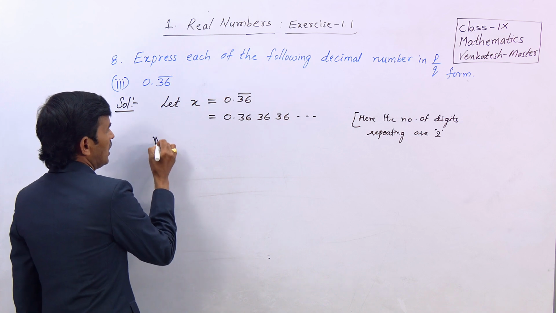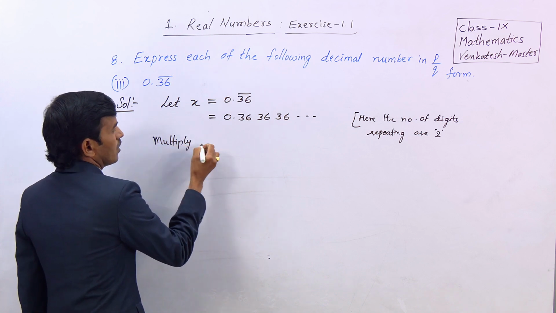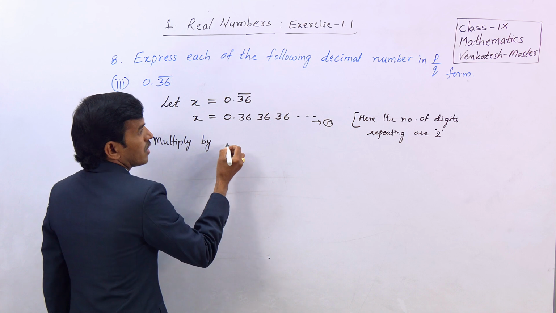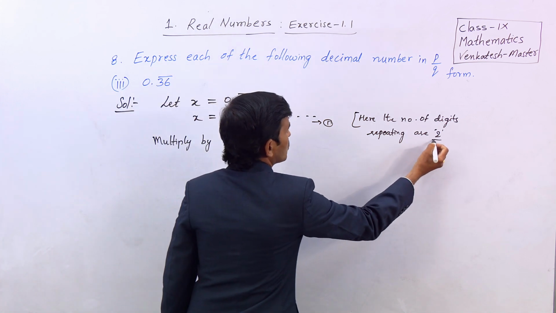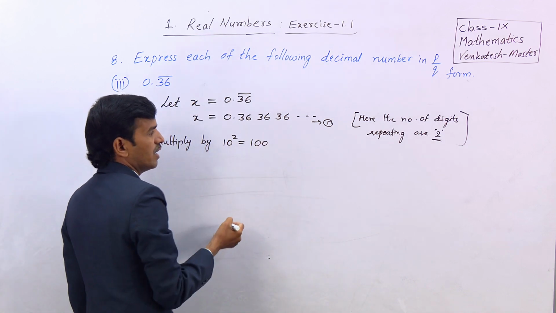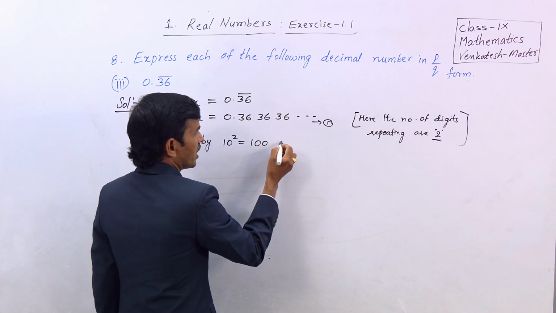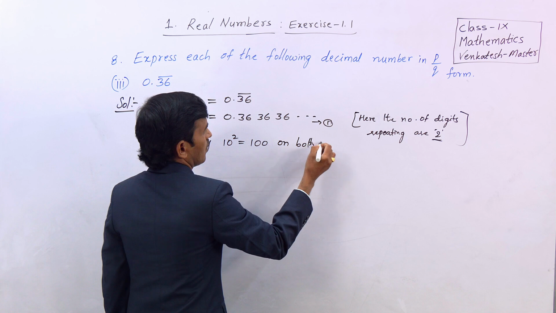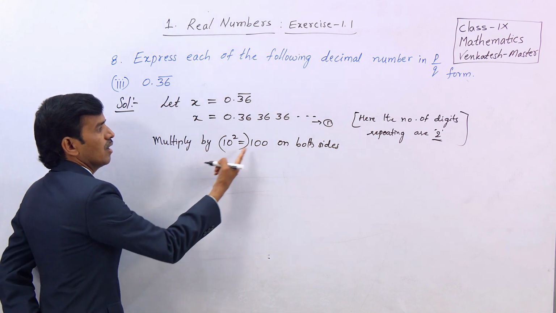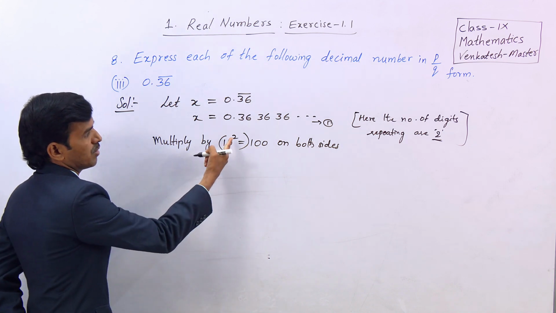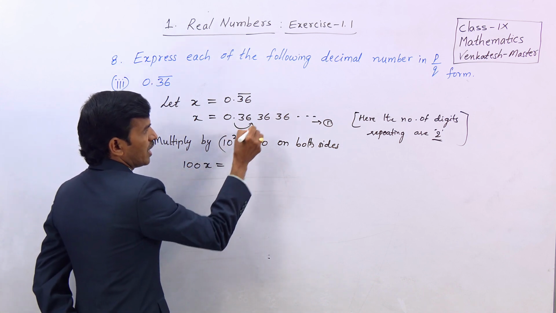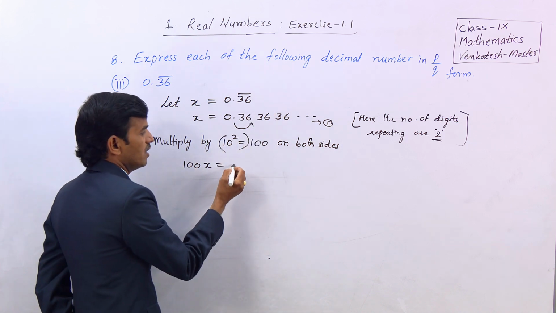Therefore, multiply this first equation by what? 10 square, nothing but, as the number of digits repeating is 2, therefore we should take 10 power 2, which is nothing but 100, on both sides. Okay, multiply by 100 on both sides. Why do we consider 100? As you know, 10 power 2, as the number of digits repeating in this case is 2. So 100 times of x is equal to, when you multiply with 100, the decimal point moves 2 digits to the right side, then what does it become?